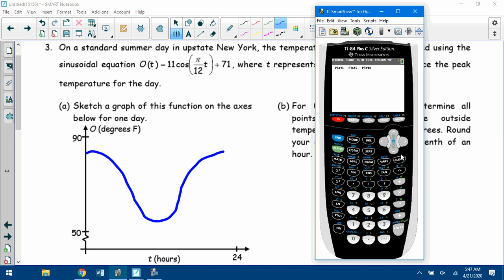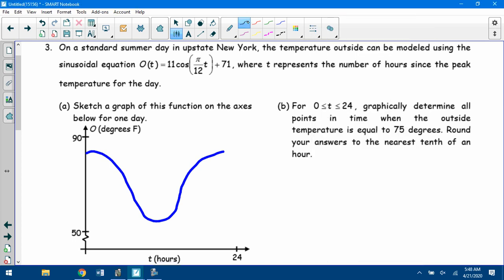Okay, so now I just put y2 equal to 75. Throw the graph in there. You can see I've got 2 intersection points. So second calc, intersect, first curve, second curve, guess. And you get 19.4 for one of them. So let me just draw this in here. We've got this point here is 19.4.